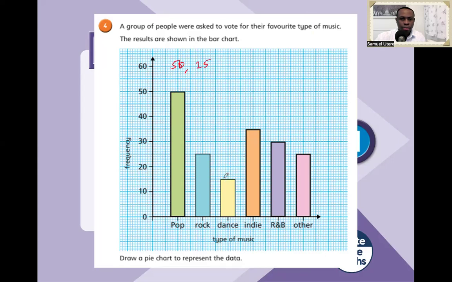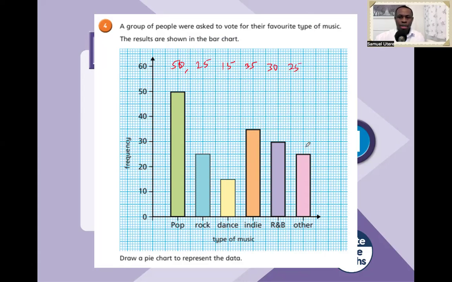That's 15. That's 35. That's 30. And that's 25.